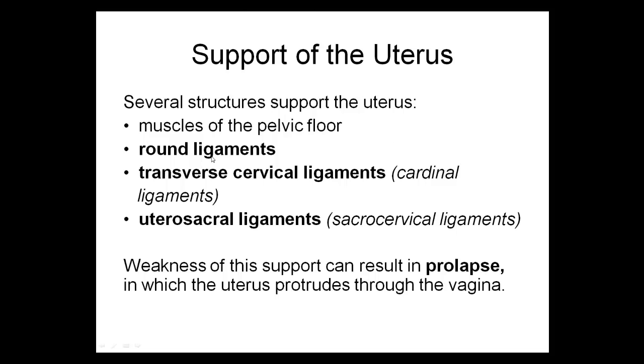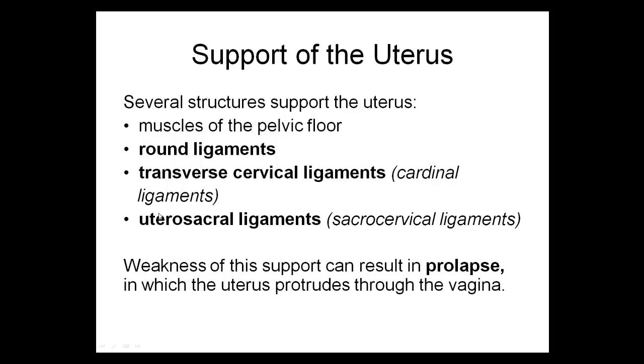We also have the round ligaments, and the round ligament doesn't really do much. It connects to the anterior surface of the uterus, passes through the inguinal canal, and gets inserted into the labia majora. But it helps keep the uterus anteverted, meaning the uterus leaning forward all the time. That's pretty much what the round ligament does. It doesn't offer much support.